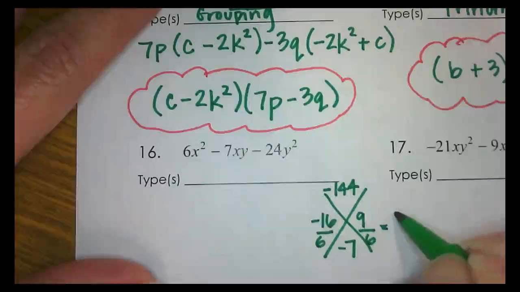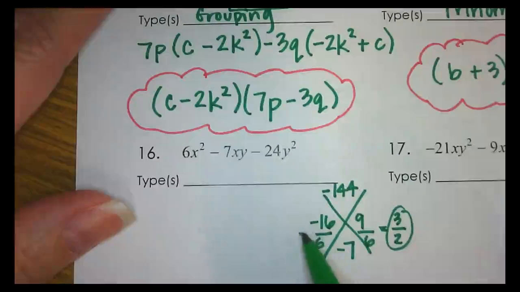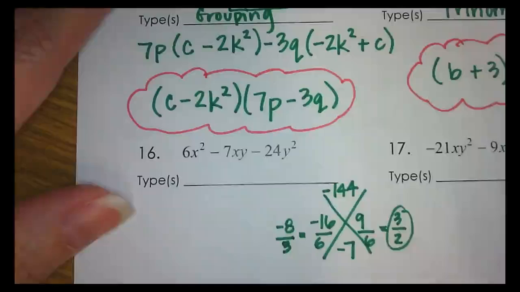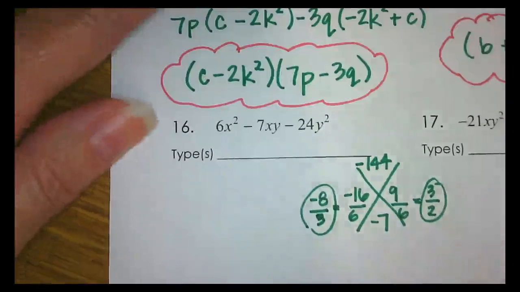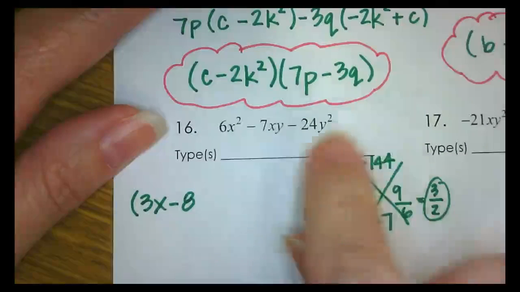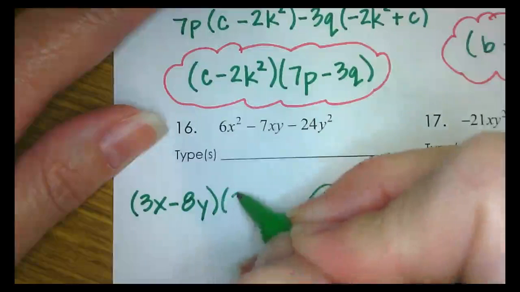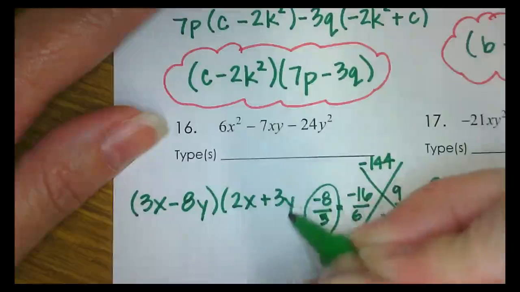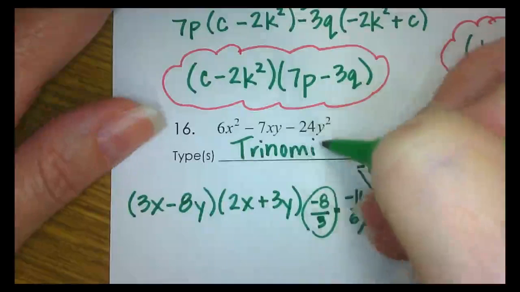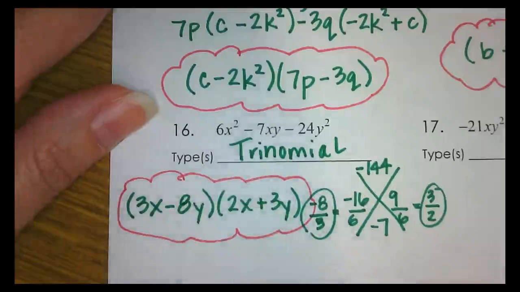So this one would reduce by 3, so we get 3 over 2. And this one we can reduce by 2, which would make it negative 8 over 3. So now I can change that into, this one would be 3x minus 8, but we do have a y, so don't forget that. And this one would become 2x plus 3y. So this one was a trinomial with a leading coefficient. So that's my answer there.